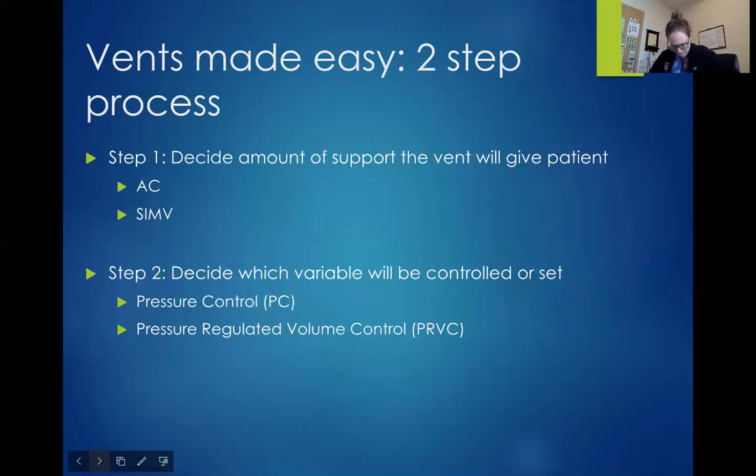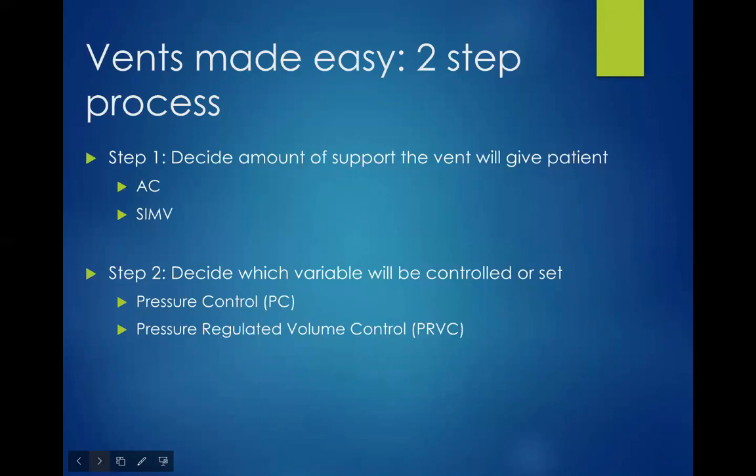In synchronized intermittent mandatory ventilation, SIMV, the ventilator delivers the set number of breaths with a preset peak inspiratory pressure or tidal volume. Any spontaneous patient-triggered breath above this rate receives the set pressure support only. Sometimes this is a weaning mode, like I said before, and is used mostly in the PICU. Adults don't usually use this mode as much.